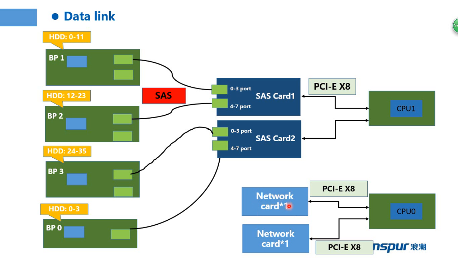This one is the network card. CPU 0 can support 2 network cards, and CPU 1 supports the other card.